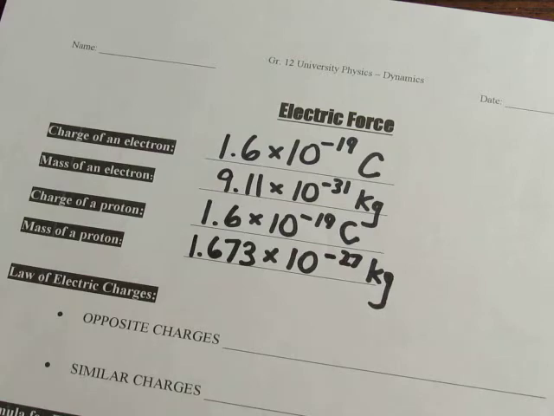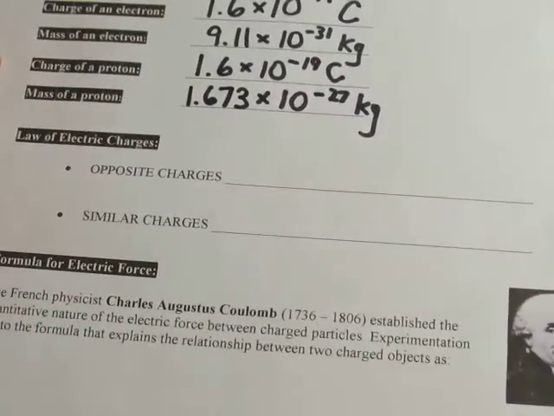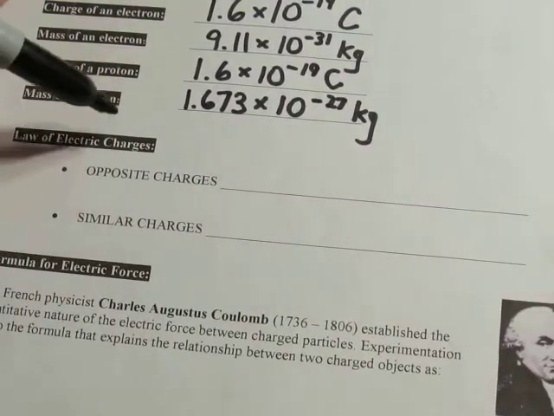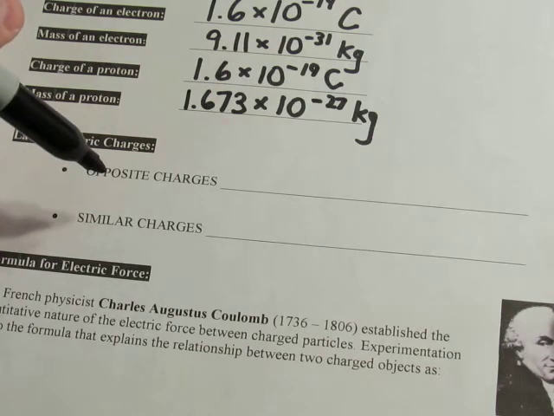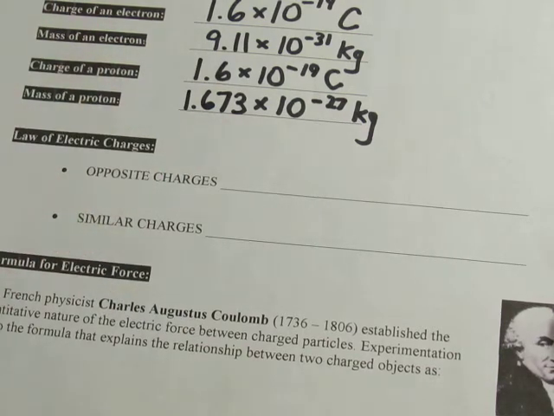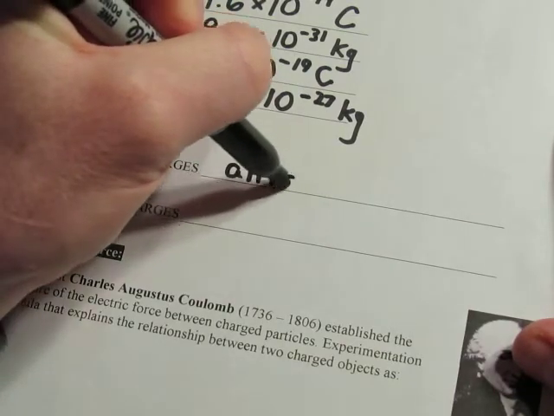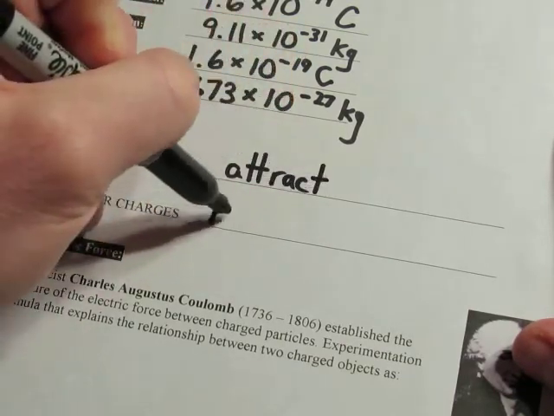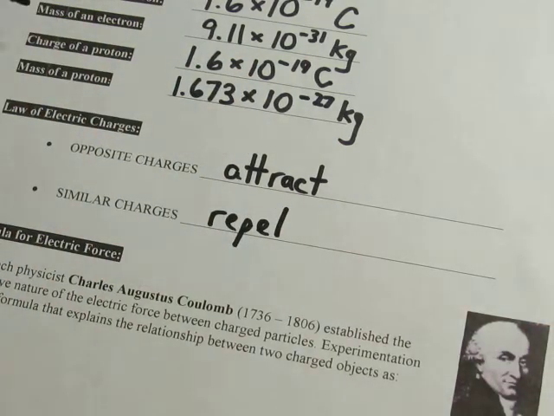Really, the only thing that you need to know before you go into these questions, because these are reference values and you don't need to memorize them, you've already learned many times: the law of electric charges. Opposite charges attract each other, and similar charges repel each other. You need to know this because it is going to factor into how we get net answers in the end for these questions. Opposite charges attract, similar charges repel.